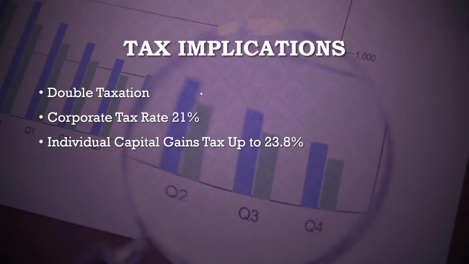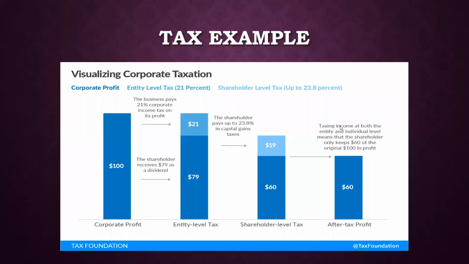Some of the basic tax implications: again, double taxation, a corporate tax rate of 21%, and individual capital gains up to 23.8%. Quick example, looking at this visual of corporate taxation, you can see that from $100 of corporate profit, at the top, the business pays 21% corporate income tax on the profit. The shareholder receives $79 as a dividend.